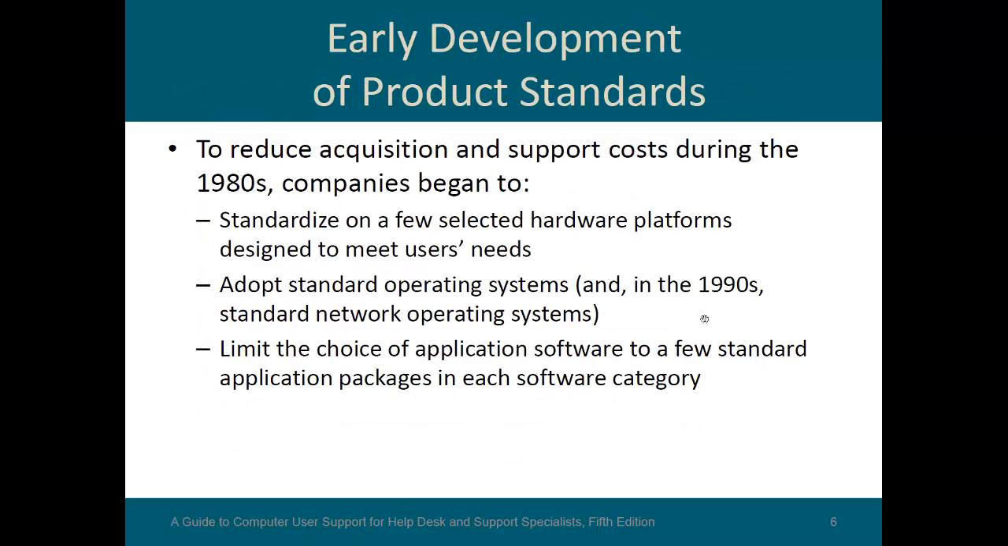To reduce acquisition and support costs during the 1980s, companies began to get together. They began to standardize on a few selected hardware platforms. They began to adopt standard operating systems and limit the choice of application software to a few standard application packages in each software category. So we used to have a lot of different operating systems, and those all got consolidated as time went on, along with the software that was installed on them.